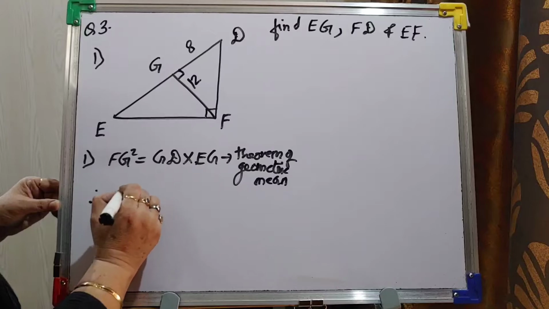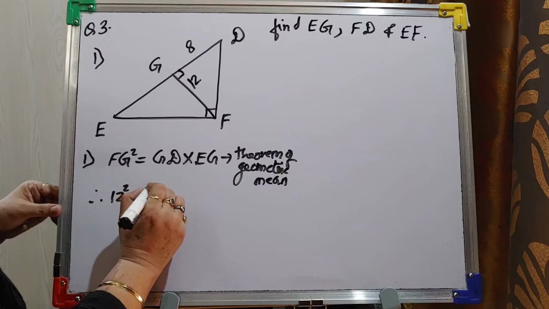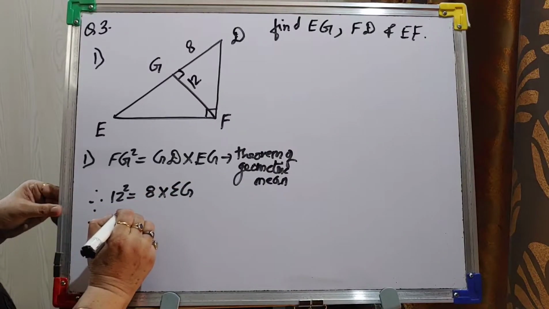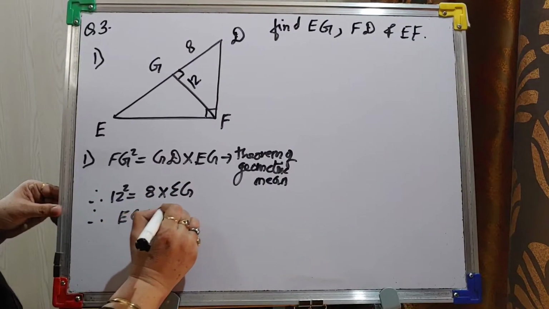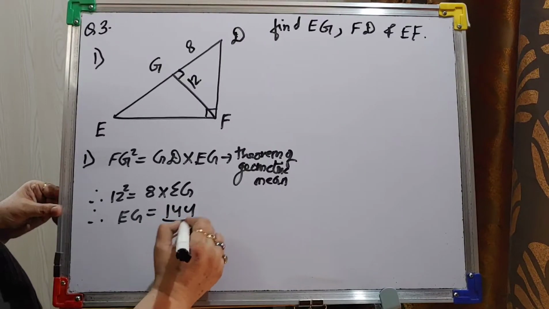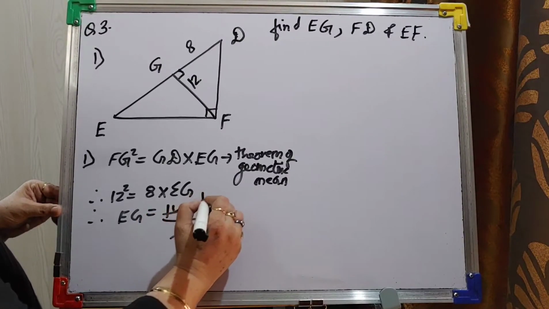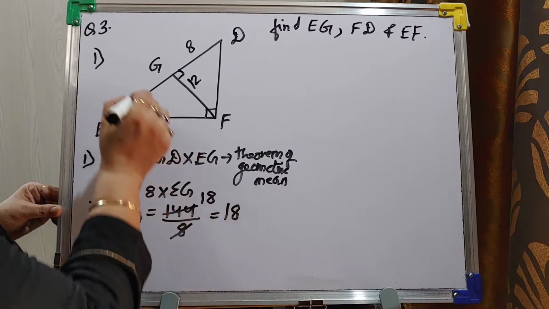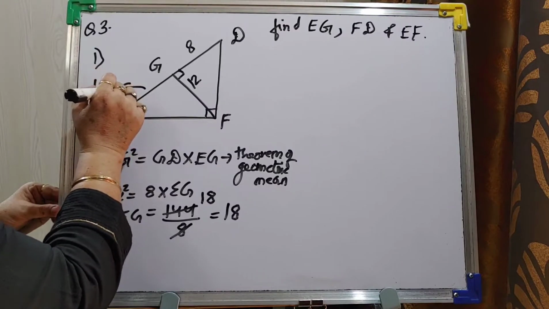So 12 square will be equals to 8 into EG. So your EG will be 144 divided by 8. 8 ones are 8, 8 8s are 64. So this will be your 18. So this side you got 18.